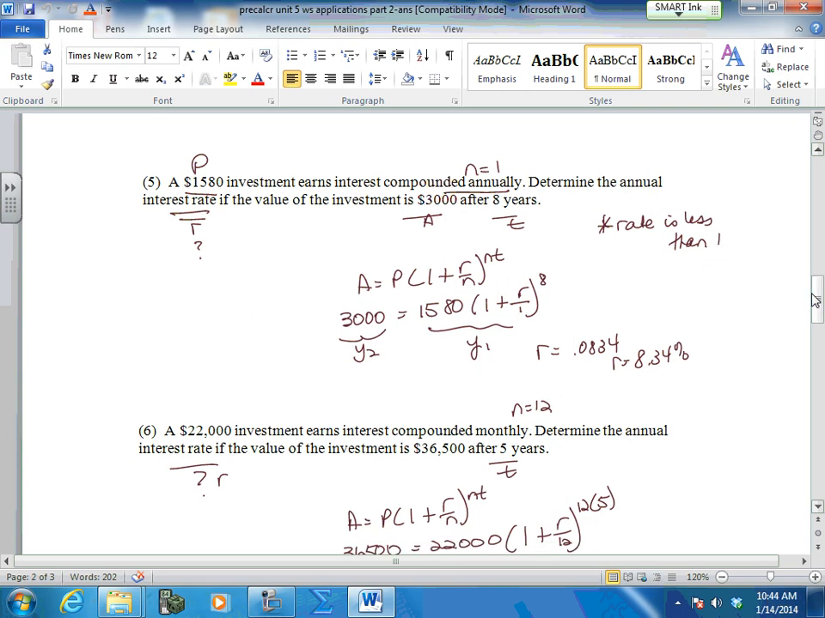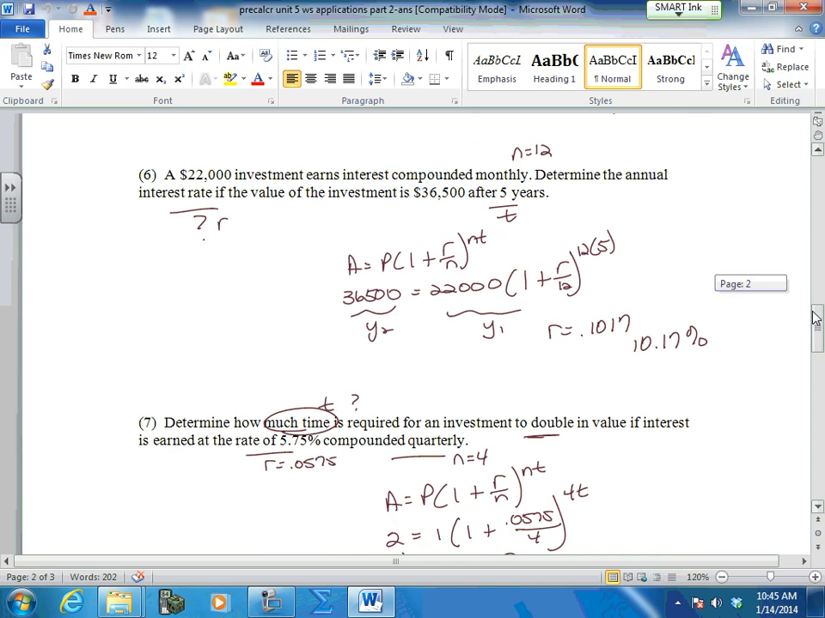We did number 5. We did it with the interest rate. Number 6, again, is just like number 5. We're determining the annual interest rate. Annual means I'm compounding 1 time. Monthly means I'm compounding 12. You do your compounding monthly, sorry. You're determining at the end of this year, what was my interest rate? What did I use? So the R is missing.